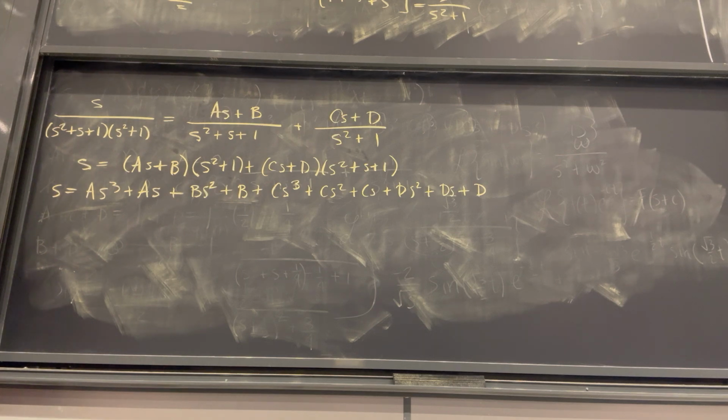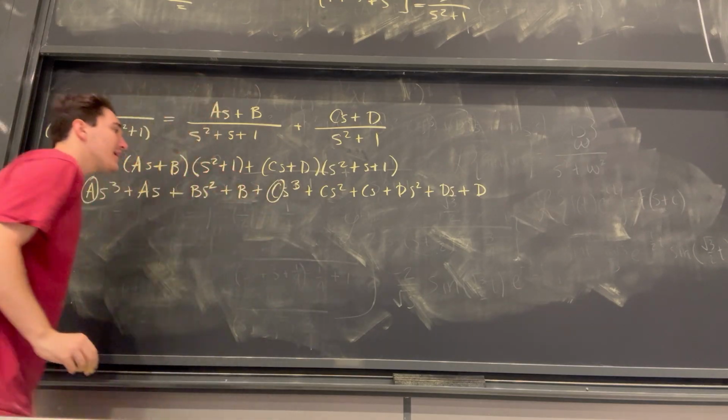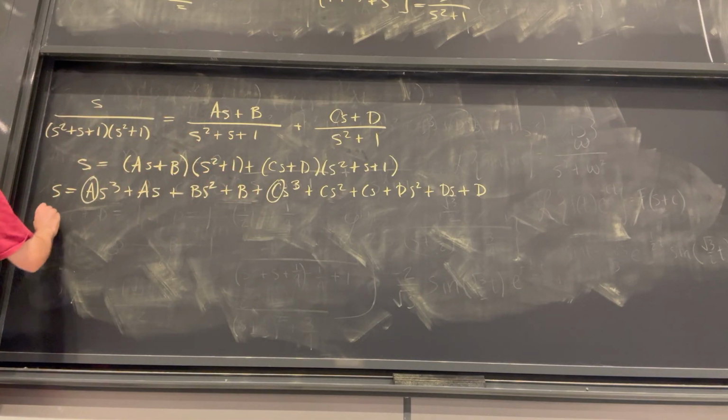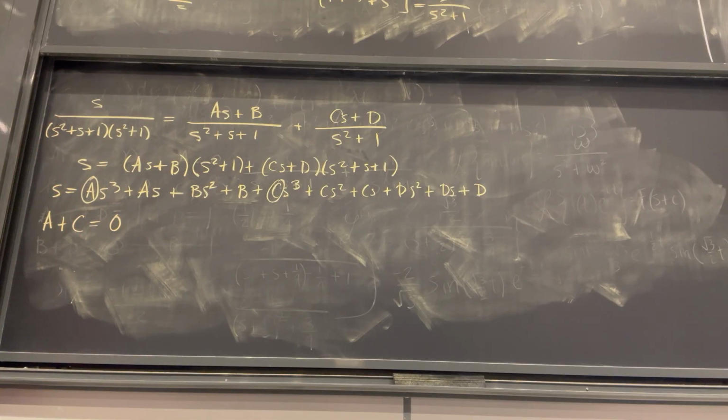Okay, and now let's go through and group like terms. So I'm going to circle all the coefficients of the cubes, which is going to be a and c. I don't see any cubes on the left-hand side, so I know that those coefficients must add up to 0 to get rid of all the cubics in this equation.